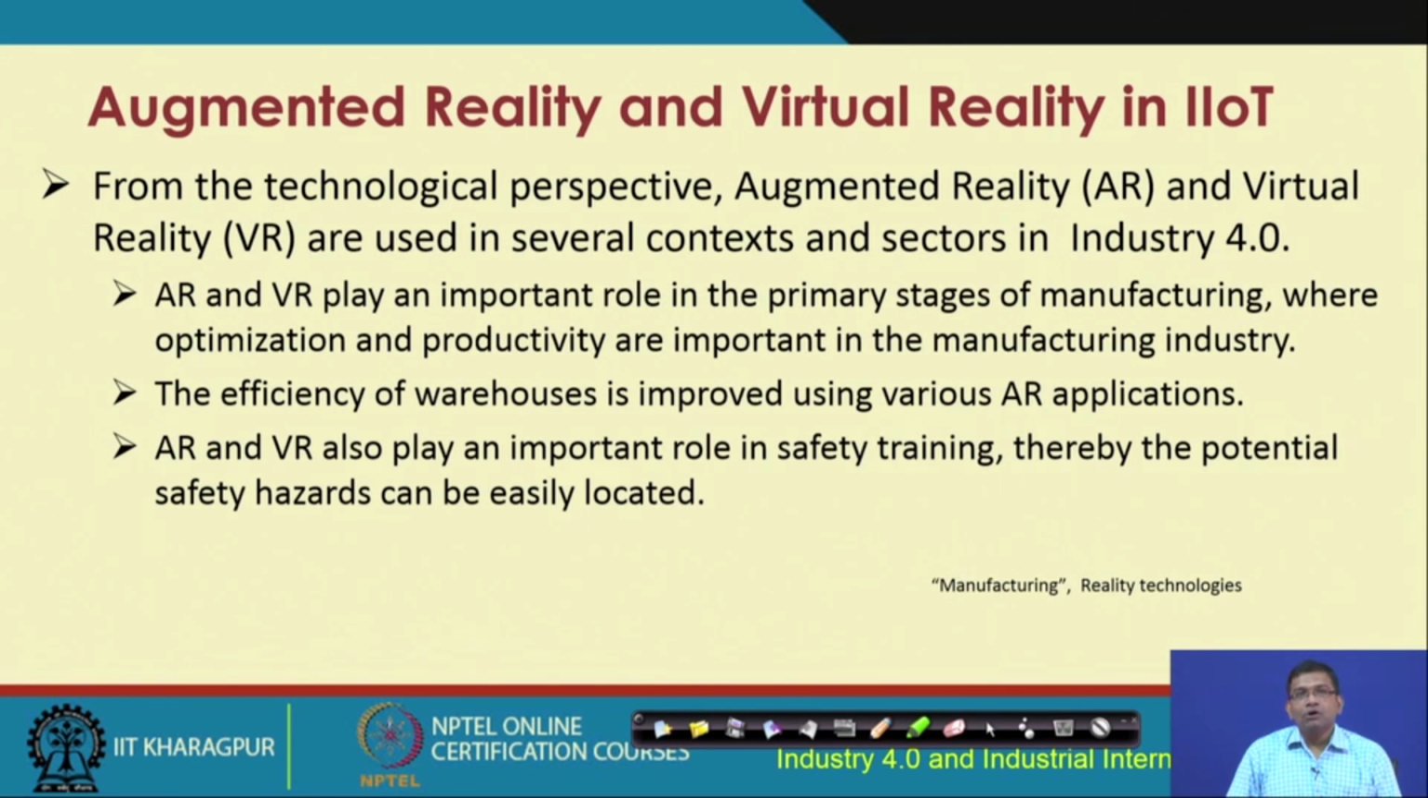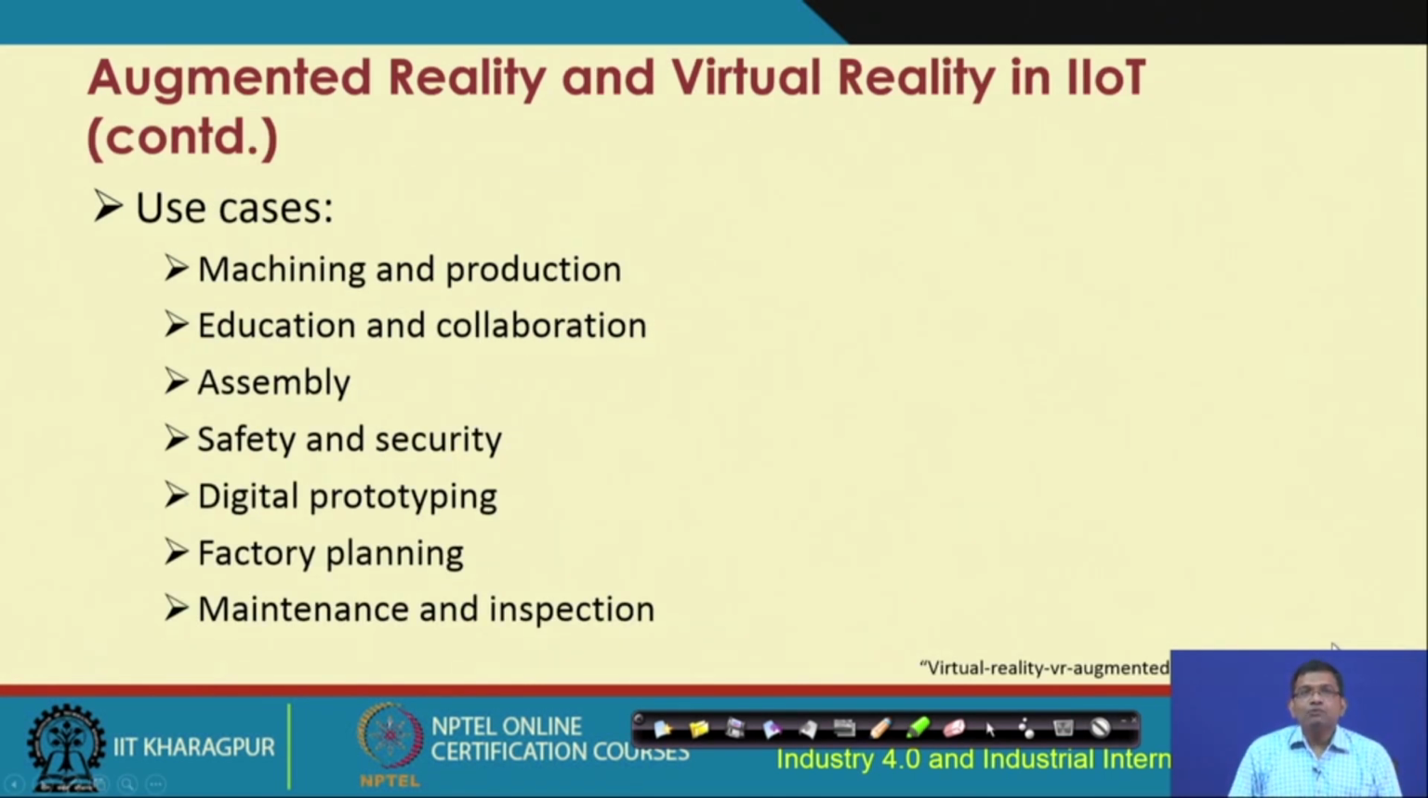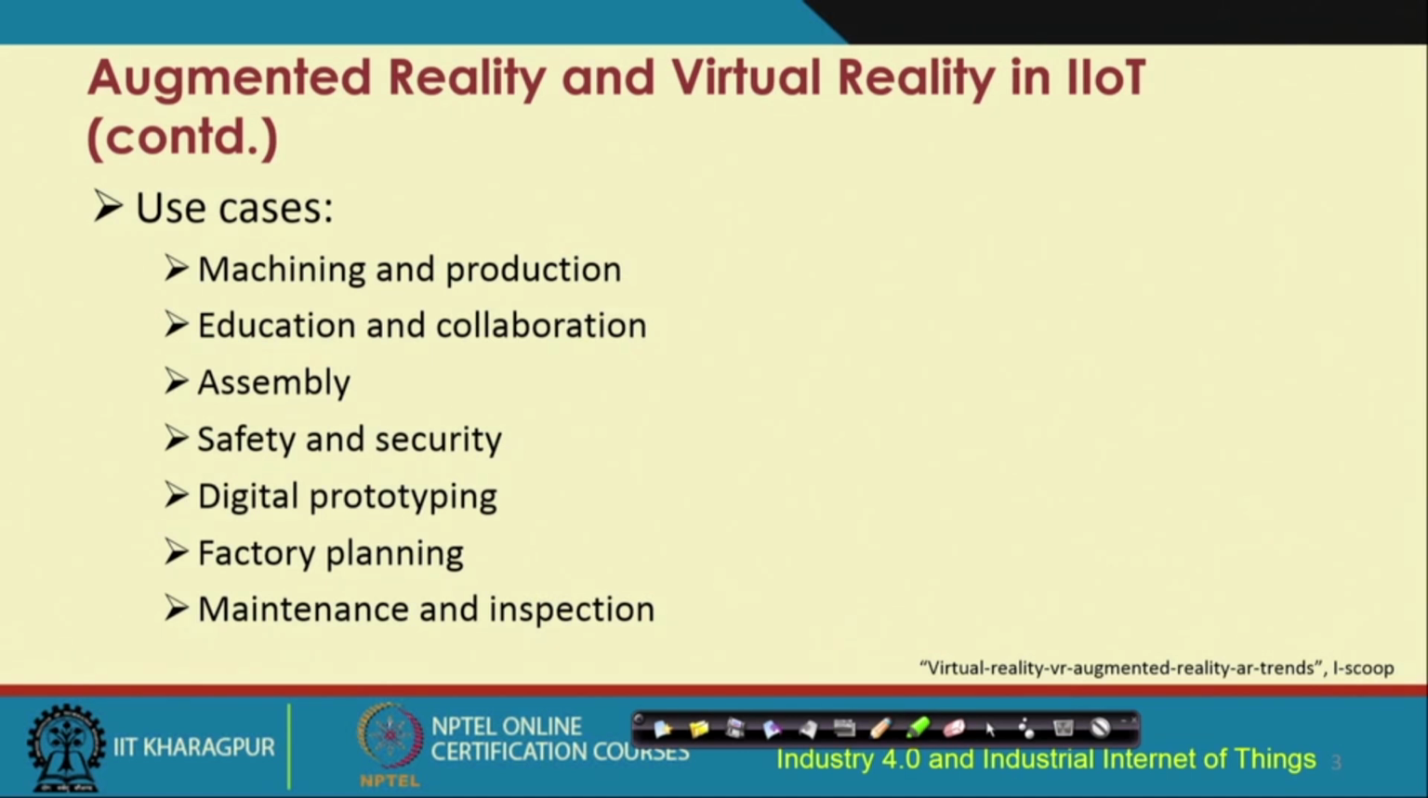That is the reason why I thought that a basic understanding of these technologies can help in improving the IIoT infrastructure in the industries. The different use cases that are served by AR and VR for IIoT are things like machining and production. These technologies can be used to improve the overall machining processes, production processes and so on. Other uses are in education, training, collaboration, assembly line, safety and security of different infrastructure in the industries, and digital prototyping, factory planning, maintenance and inspection. These are some of the different uses of these technologies in IIoT settings.